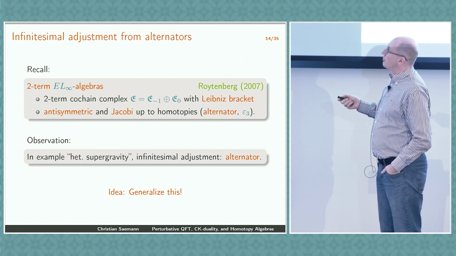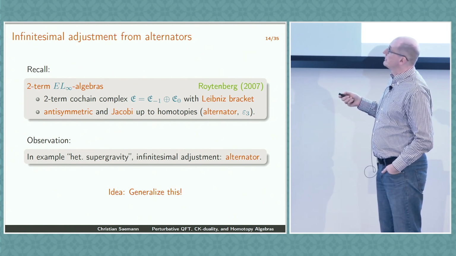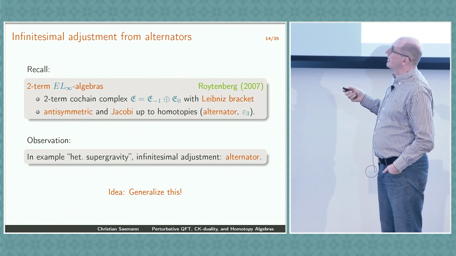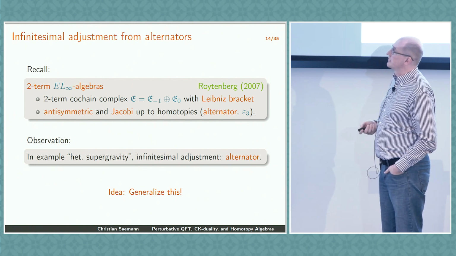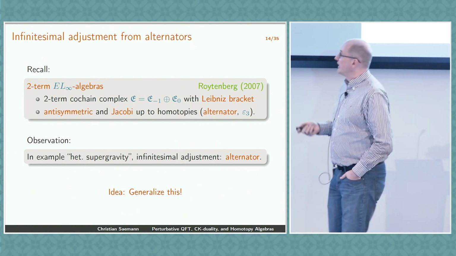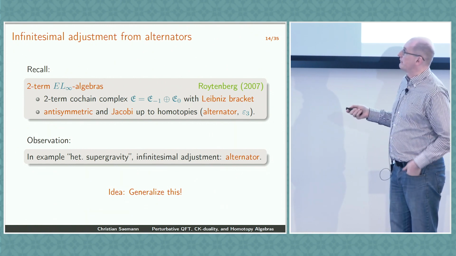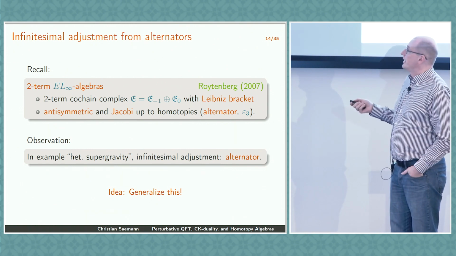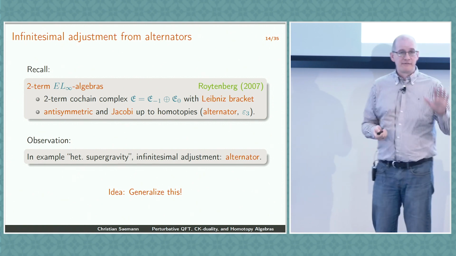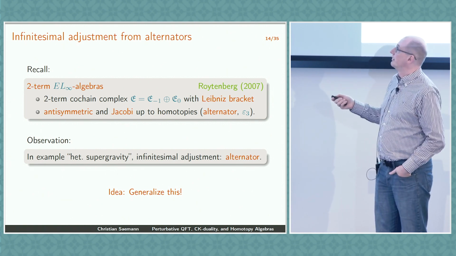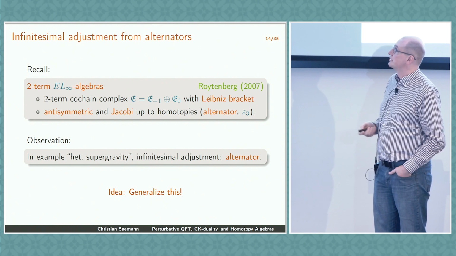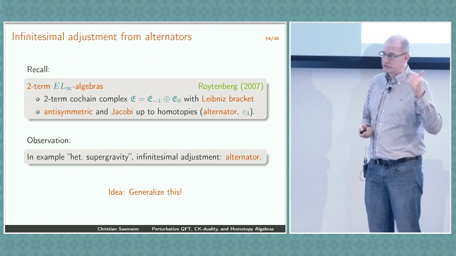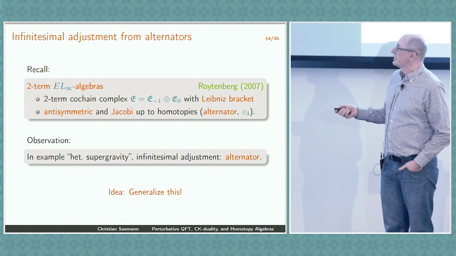So yeah, you have the Jacobi identity and the antisymmetry up to homotopy. So you get this epsilon 3, which leads to the Jacobiator, and the alternator, which captures the antisymmetry. And the observation is just that in the example of heterotic supergravity that we saw before, the adjustment that we saw at the level of algebras is just the alternator in this particular two-term EL infinity algebra for the string Lie-2 algebra. And the idea is now to generalize this, right?